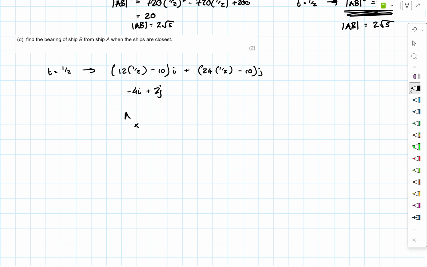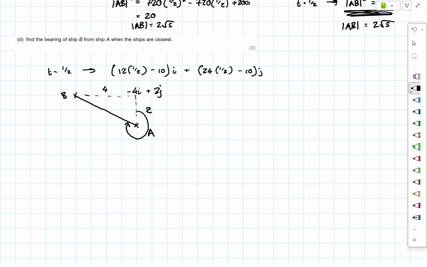So if A is here, then B is here, and that is how you get from A to B. I want the bearing of ship B from ship A, which means I'm starting at ship A, and I want that angle all the way around. Now, that distance is 2, that distance is 4. How do I get this bearing all the way around?